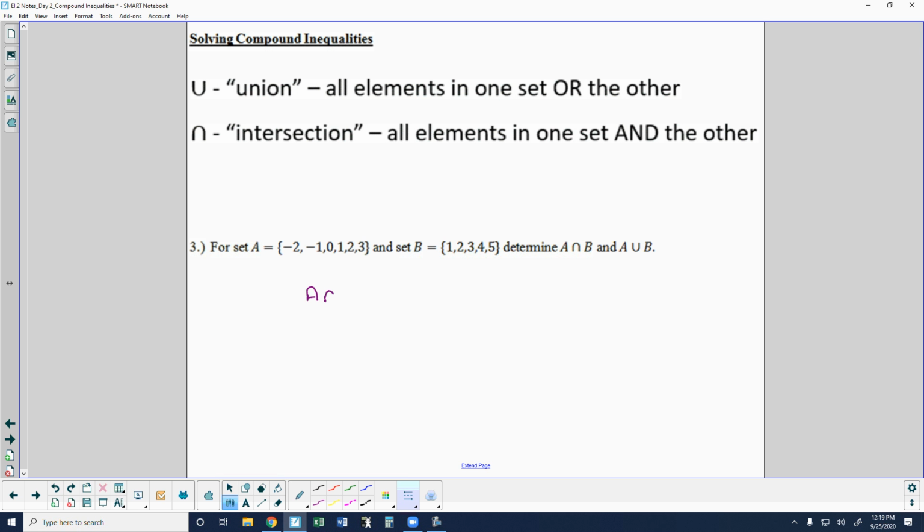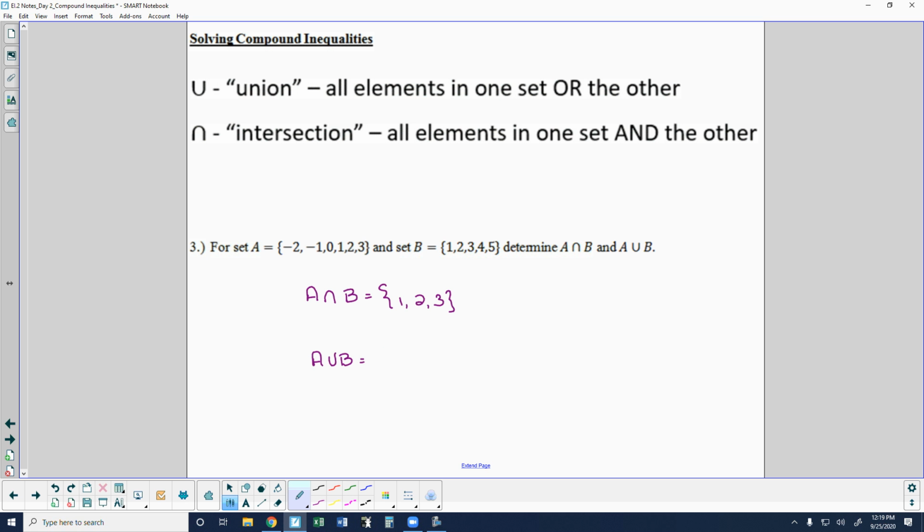So in this case, it's referring to numbers. So the intersection of A and B, we can see -2, -1, 0 all lie in set A, but they're not in set B. So they cannot be in the intersection. 1, 2, and 3 are in A, and 1, 2, and 3 are also in B, so we can include 1, 2, and 3 as our values here in the intersection of A and B. If I look at numbers 4 and 5, 4 and 5 are part of set B, but not part of set A, so they are not included in the intersection. So the intersection is looking for values that are in both of those two sets.